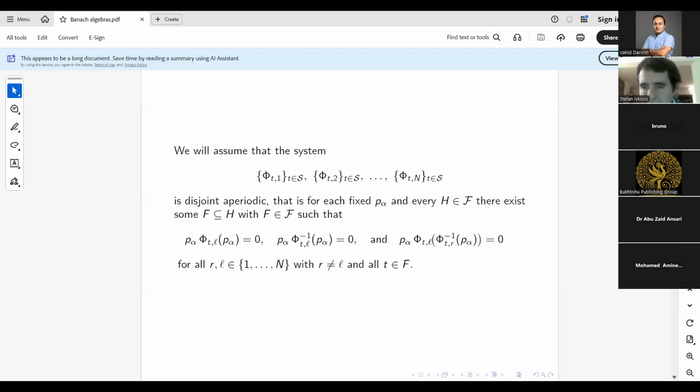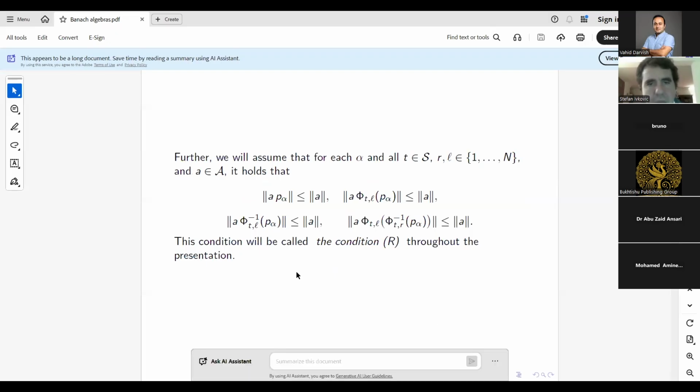And finally, we will also assume that for each alpha and all T in S and RL in 1 up to n and all A in A, these inequalities are satisfied. And this condition will be called the condition R throughout the presentation.